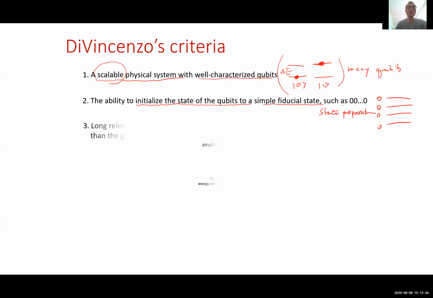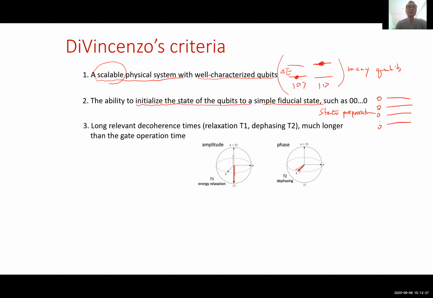The third criterion is you need to have long decoherence time, or sometimes you can also call it coherence time. There are two different mechanisms of decoherence. One is relaxation. Relaxation means that maybe the excited state can drop and then maybe emit a photon. So this is called relaxation. And dephasing is a bit more subtle.